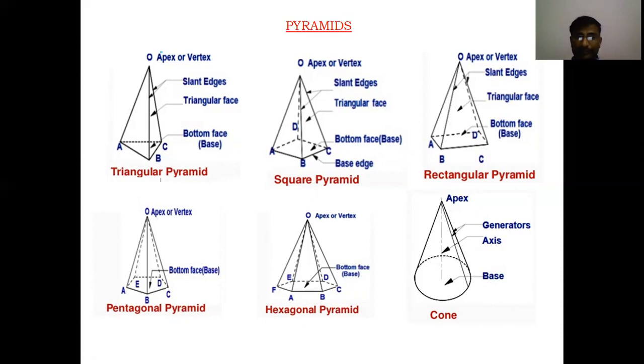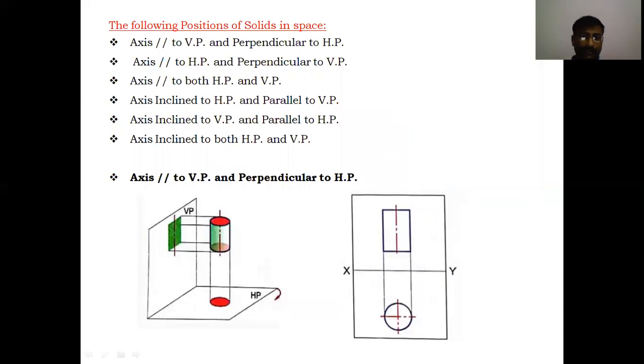What are the different types of solids? Now, solid position. We are going to draw the solid in different positions. About 6 types of positions here. The following positions of solids in space. Based on the solid position, we have to draw the front view of solid and top view of solid. The front view is projected onto the vertical plane. Top view is projected onto the horizontal plane. The top view must be below the XY line and front view above the XY line. Okay. So these are the 6 positions.